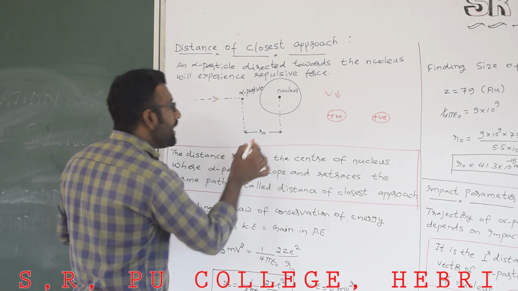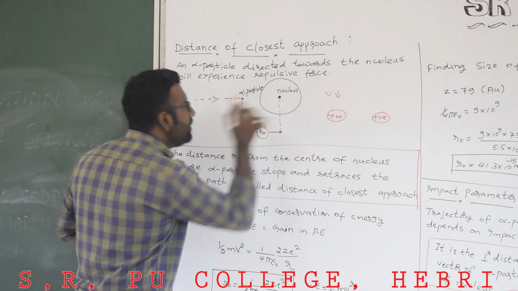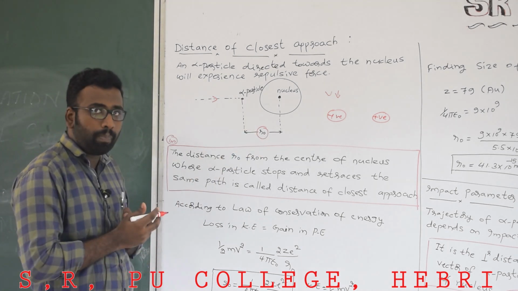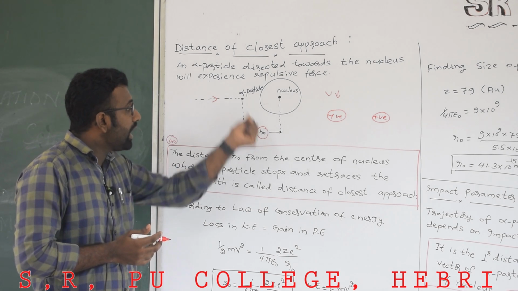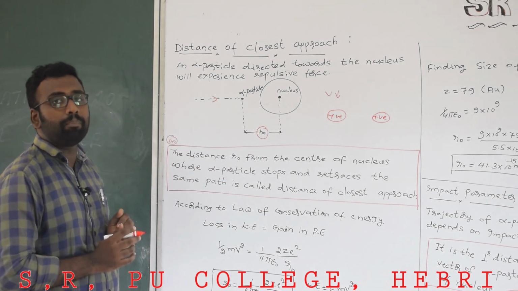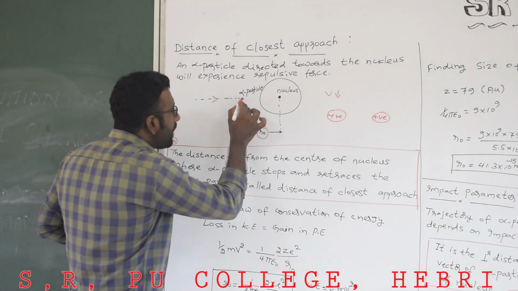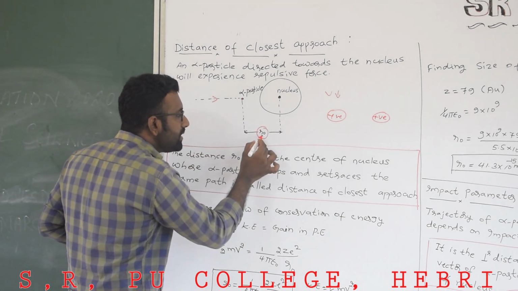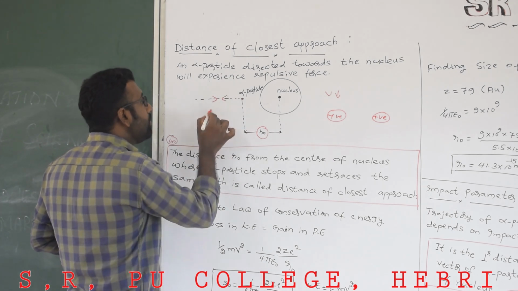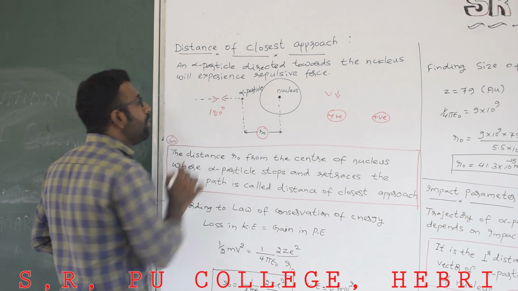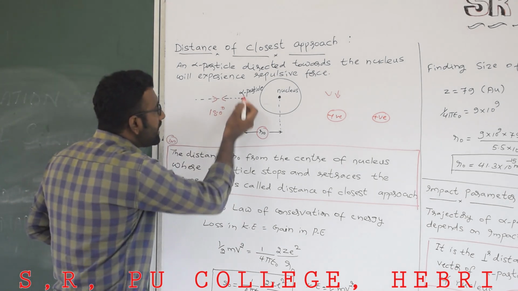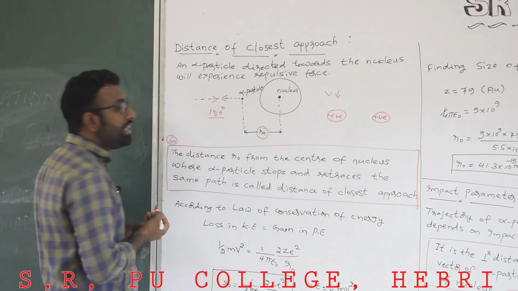Let me take a distance r0 from the center of the nucleus where the alpha particle stops. At this point the alpha particle stops and it retraces the same path. So after stopping at this point at a distance r0 from the center, it retraces the same path with an angle difference of 180 degrees.